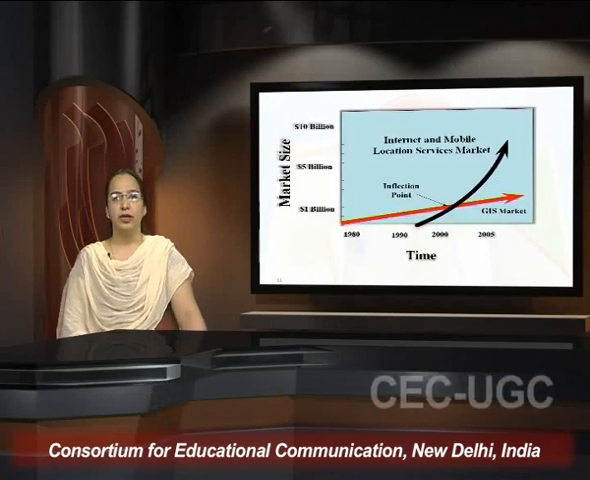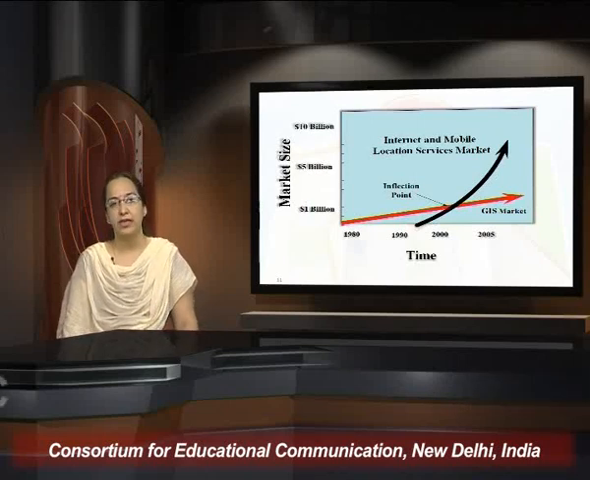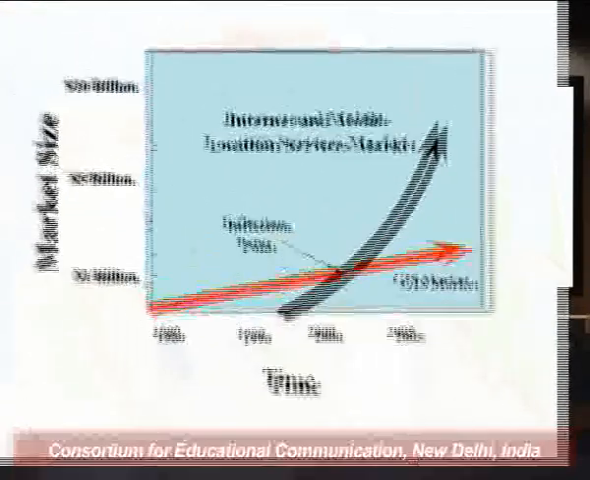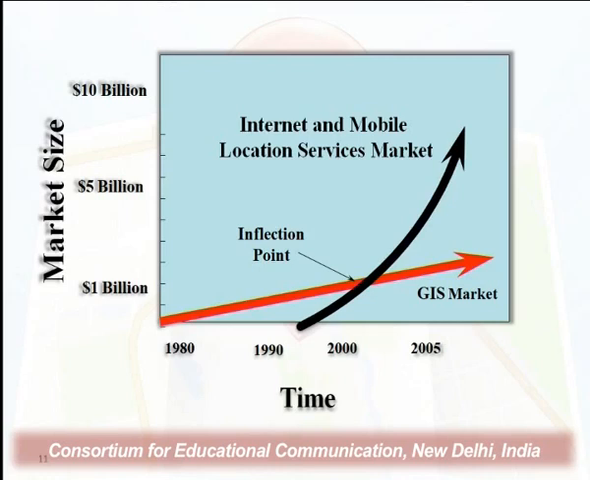So what is the motivation behind studying these location-based services, or why are they capturing the market? You can see that in 1980 there was the GIS market, and then came the location-based services market. GIS is geographical information systems. The GIS market was growing slowly from 1980 to 2005, at around $2 billion or so, but after its inception in 1990, the location-based services market grew very rapidly, and by 2005 it reached almost $10 billion.